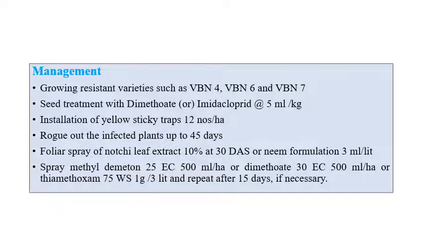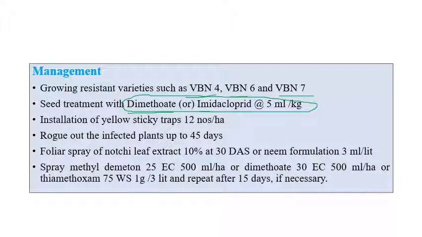Coming to management aspects for yellow mosaic virus as well as leaf crinkle of green gram. Growing resistant varieties like VBN 4, VBN 6, VBN 7 are the recommended resistant varieties. And seed treatment with dimethoate or imidacloprid at the rate of 5 ml per kilogram of seeds. These two are insecticides. If we control the insect, then we can automatically control the disease. And installation of yellow sticky traps at the rate of 12 per hectare, because yellow sticky traps can attract insects and trap them. So that is also one of the management practices.